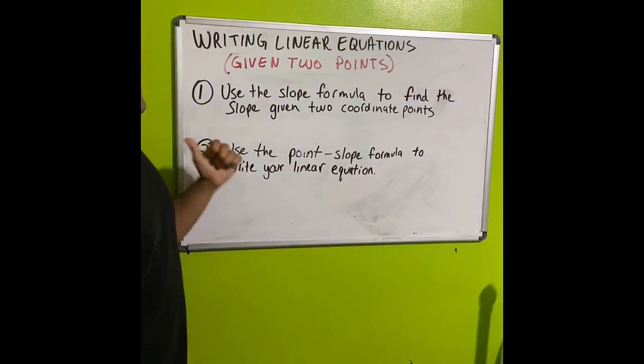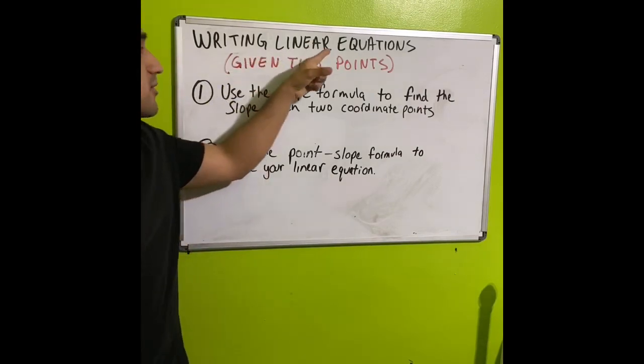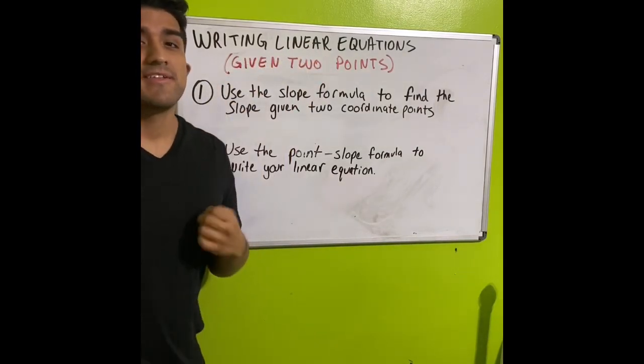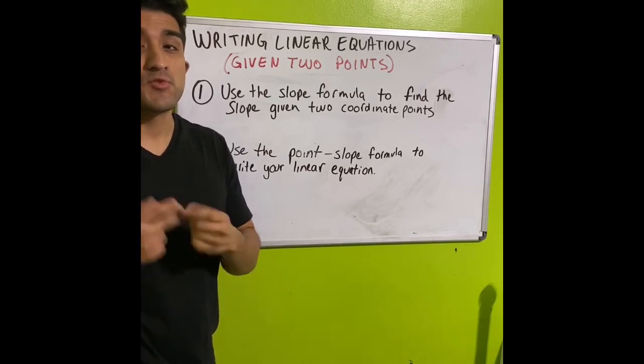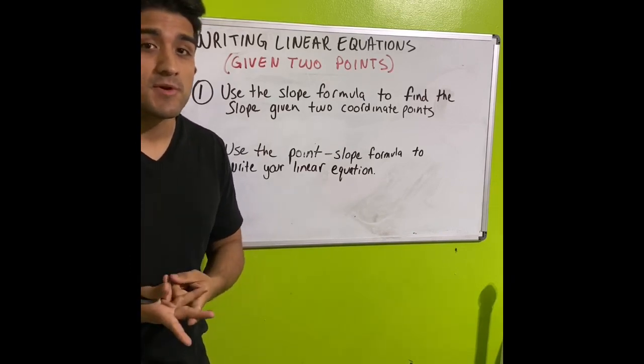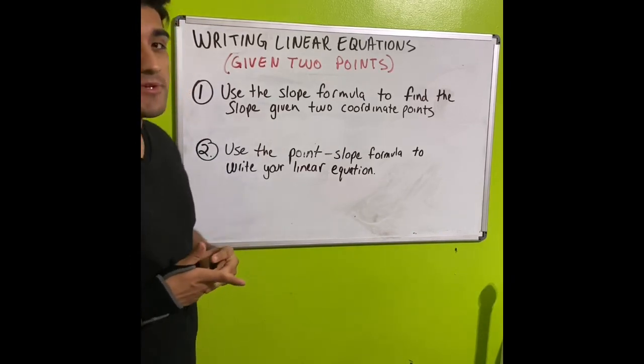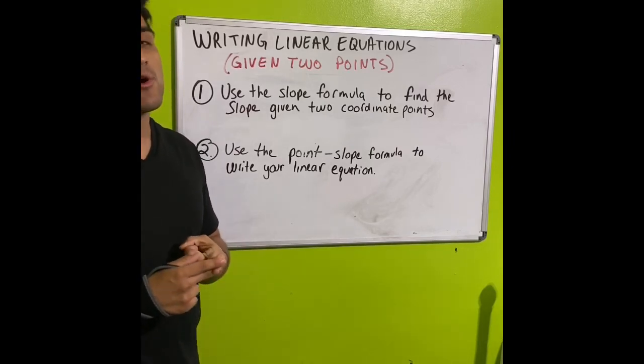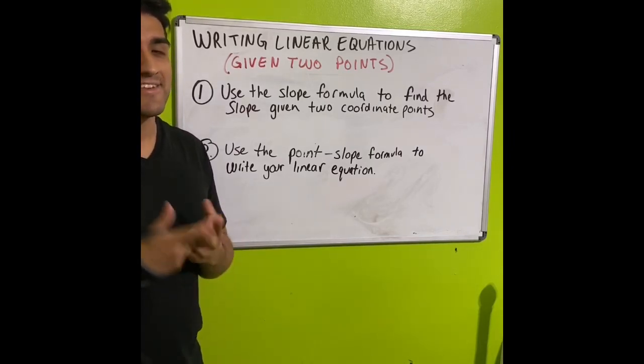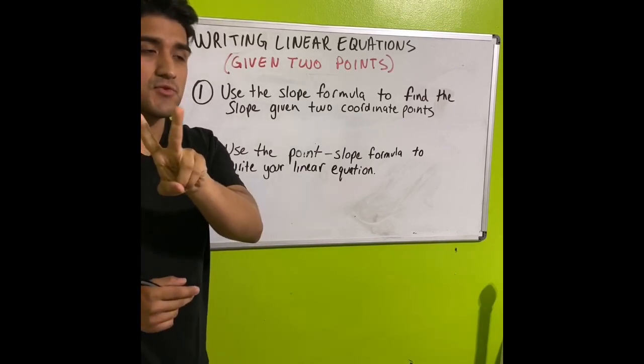Alright guys, today for Integrated Math 1, we're going to be writing linear equations given 2 coordinate points. Now in the past, we were given 2 coordinate points and I asked you guys to find just the slope. But now we're going to be using the slope formula along with the point slope formula to create a linear equation given just 2 coordinate points.